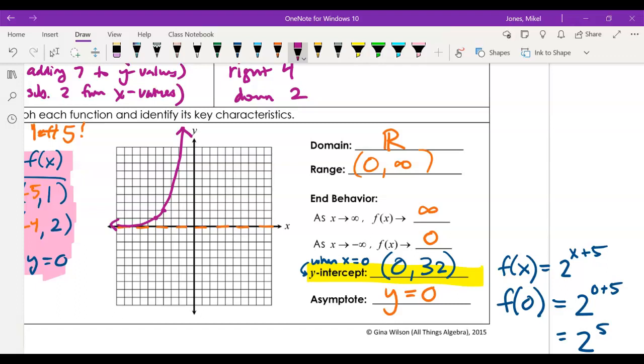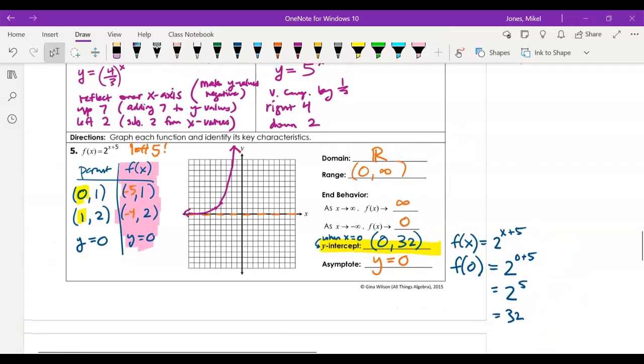Okay, but that's what the y-intercept is. So if you can't tell what the y-intercept is just from your table of points, then you need to go ahead and plug 0 into the function to get what that value should be. Okay?